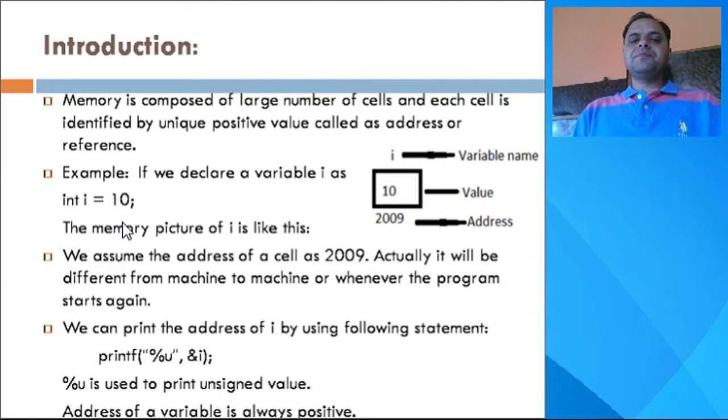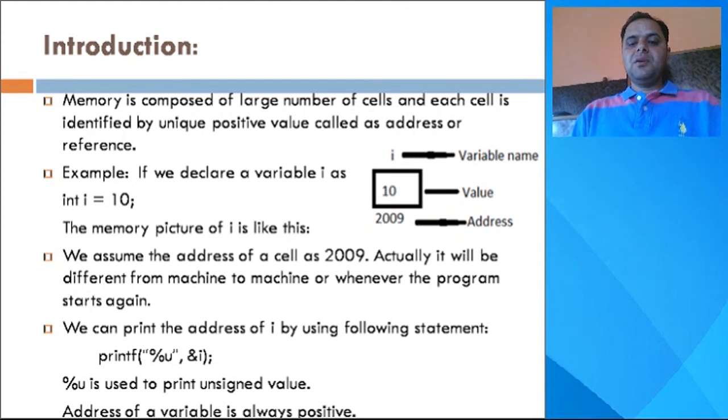So when we write int i = 10, it means we have declared an integer variable i, and assigned a value 10 to it. So the memory picture of this will be like this. This is the name of the variable, this is the value, and this is the address.